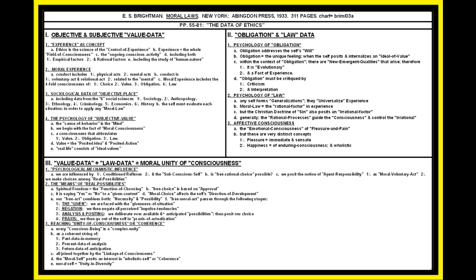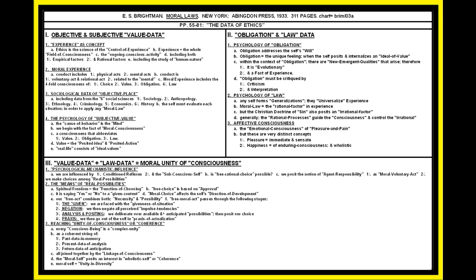So we begin with the given situation. We negate impulses that are trying to interfere with analysis and positing of the real. That comes through deliberation of all available possibilities. Then we move on to that follow-up of praxis, the praxis of actualizing the ideal. We do these 4 steps in order to reach a unity of consciousness, or coherence, in Note 3.